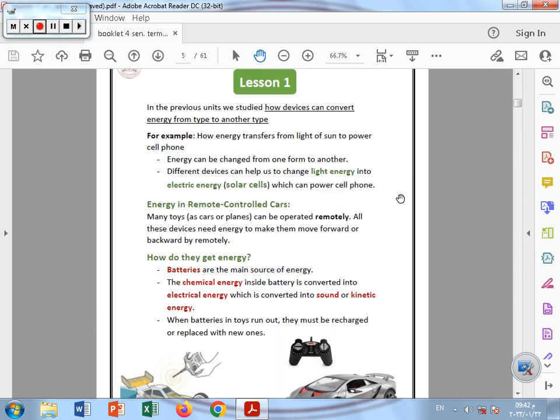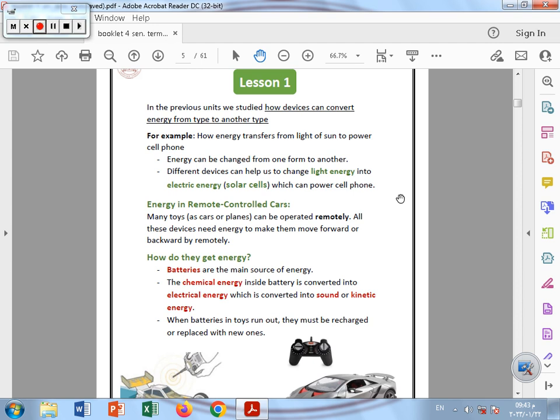And previously in the last semester we studied how devices can convert or change energy from one type into another type, like changing the electric energy in the light bulb or the lamp into light and heat energy, and converting the light energy that comes from the sun into electric energy to power any device like the mobile phone. So we have different devices that can help us change light energy into electrical energy, and these devices are called solar cells. We can use these solar cells to power our mobile phones.